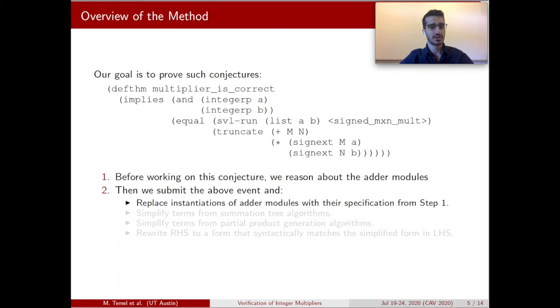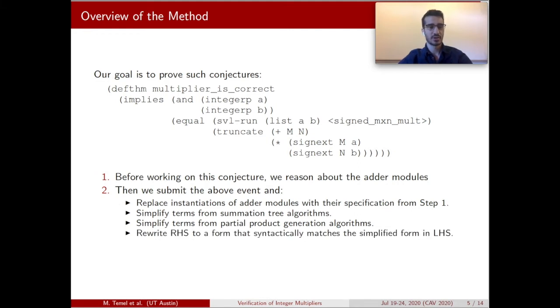Our candidate designs retain circuit hierarchy, and we take advantage of that. In our system, if a submodule is already proved to be equivalent to its specification, then we can replace its instantiations. So we rewrite the instantiations of all adder modules reasoned about in step 1. Then using two sets of rules that work together, we simplify summation tree and partial product generation algorithms.